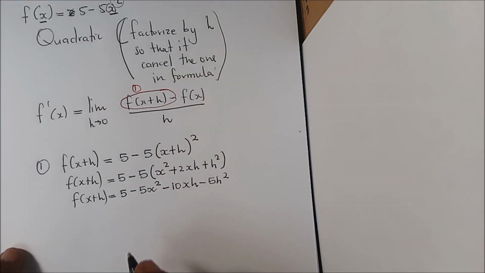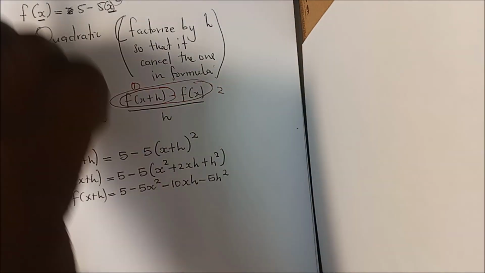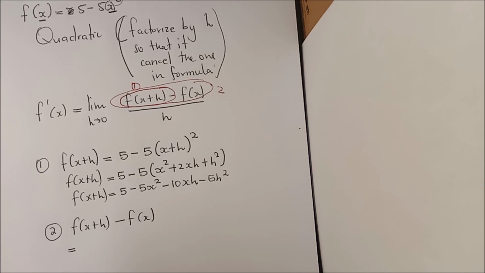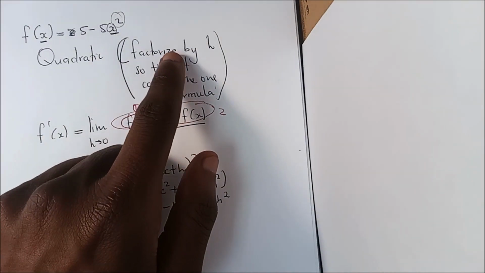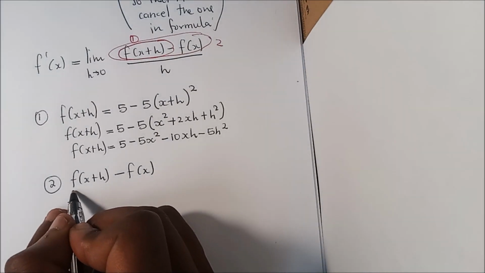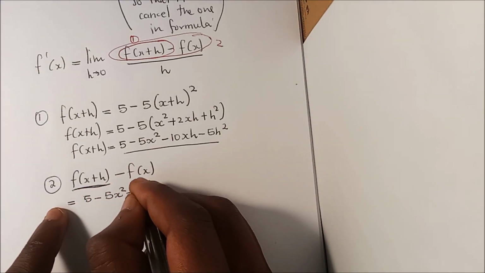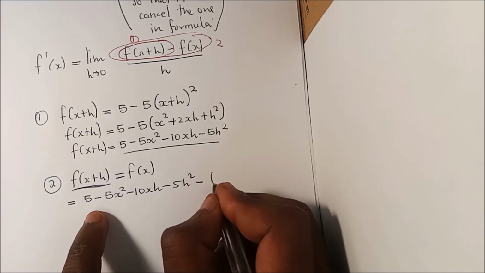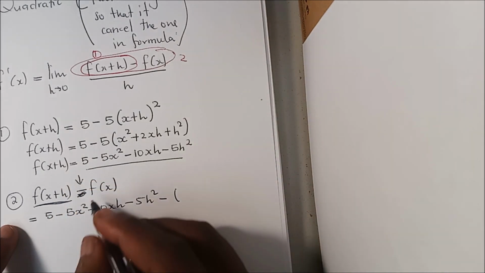Now the second thing, remember, the second part is to find your numerator as a whole. That is number 2. We will find f of x plus h minus f of x. Ask yourself, what will happen along the way as I solve this? What will happen is I must factorize by h. So what is your f of x plus h? I have 5 minus 5x squared minus 10xh minus 5h squared, and then the minus from the formula. Don't forget the brackets. Very, very important. Once you put this minus, you must have brackets.